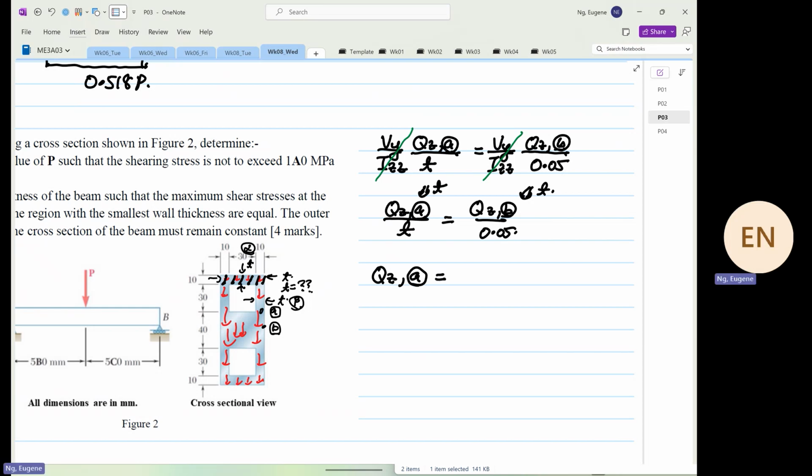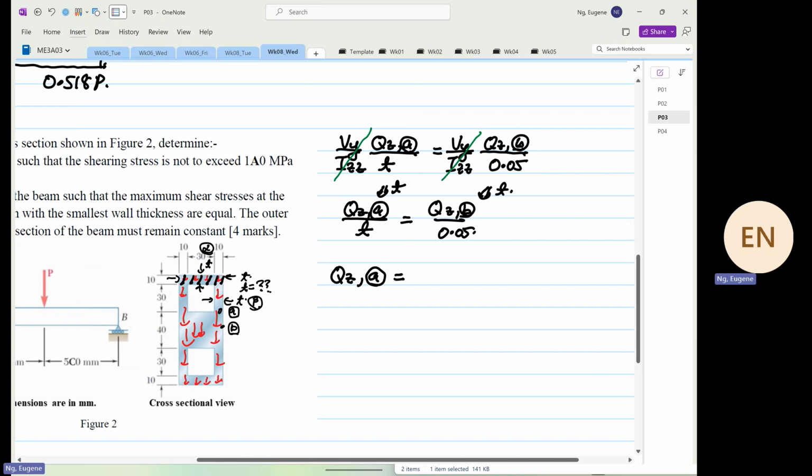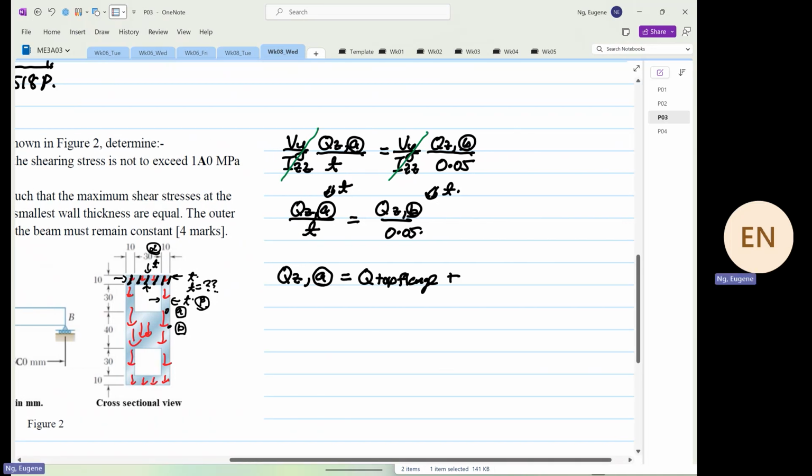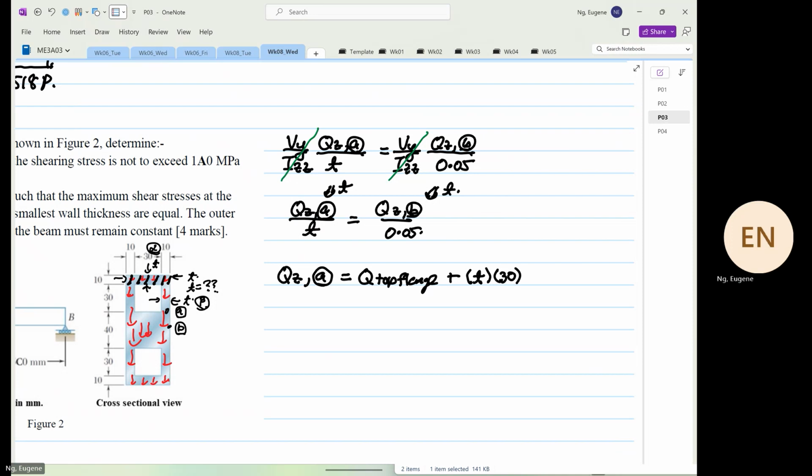So Qz at point A, we have to take the top part. So we calculated before. So this is Q top or Q top flange. Then you must plus. Okay. So the width, not a clue. Depth, we know. Y bar. I forgot the two, left and right. The width, the depth. The Y bar is equal to what? 20 plus by 30 divided by 2.